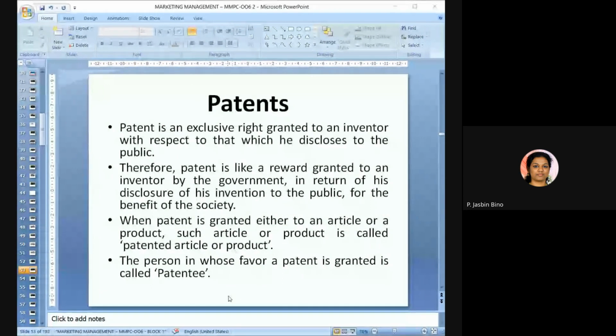Next one is patents. A patent is an exclusive right granted to an inventor with respect to that which he discloses to the public. So a patent is like a reward. Normally it is granted to an inventor by the government for some invention, mainly for the benefit of society. When a patent is granted either to an article or a product, such article or product is called a patent article or product. The person who invents it is known as a patentee.